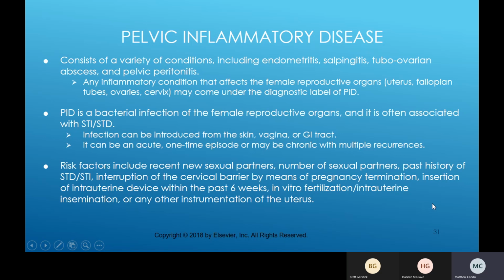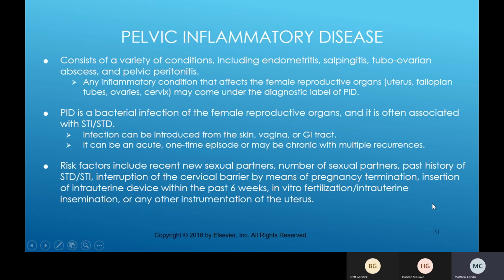Pelvic inflammatory disease is a bacterial infection. Understand it's a bacterial infection. Therefore, it's going to be treated with an antibiotic. This is another one of those scenarios where what will happen first is they're going to give them an antibiotic. It's not until the antibiotic works that they truly know that it's a bacterial infection, right? So this happens a lot in medicine. This happens a whole lot.